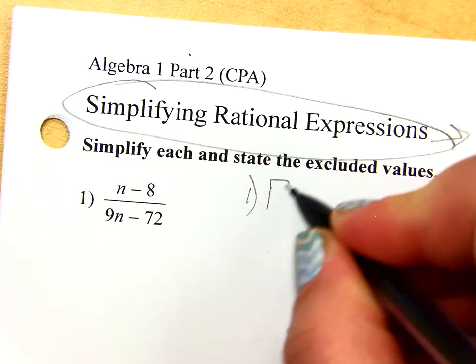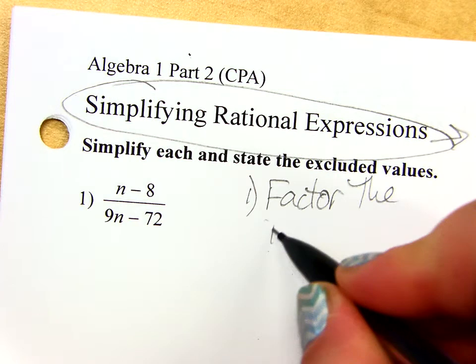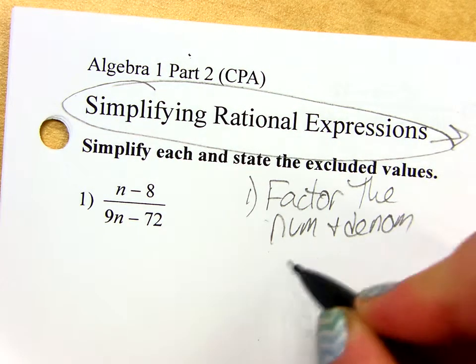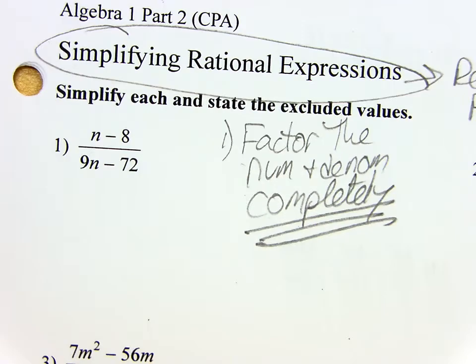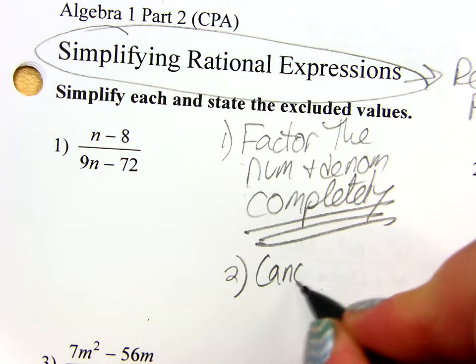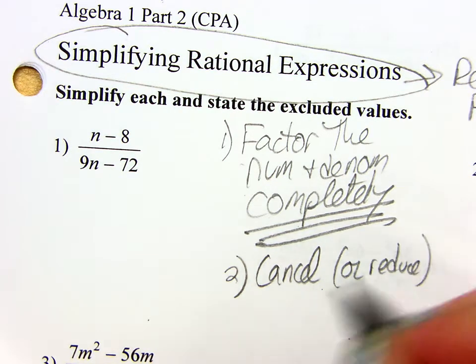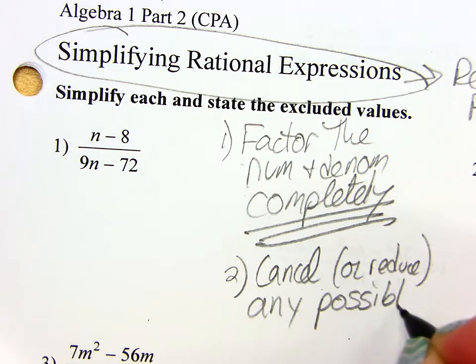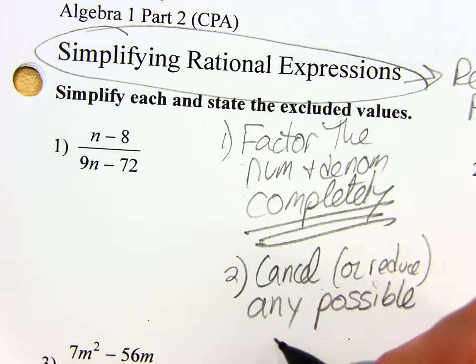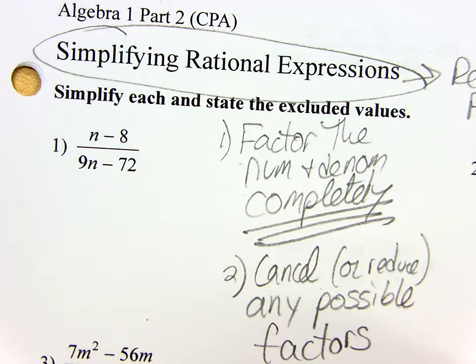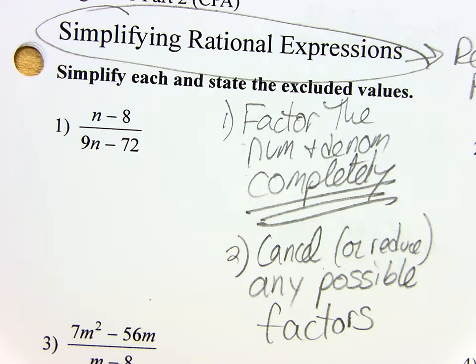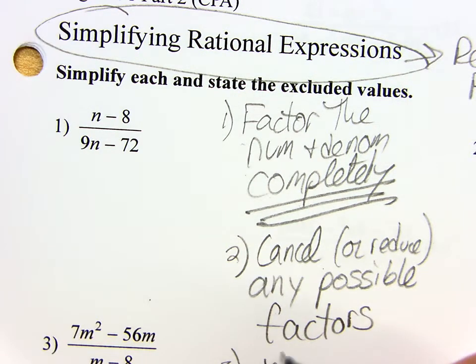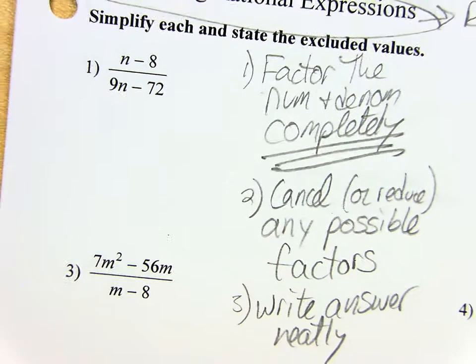Ready? Step 1. You are going to factor the numerator and denominator completely. And then step 2, you are going to cancel or reduce any possible factors. I'll stress to you what are possible factors and what aren't. Okay, that's really it. And then I guess you just write your answer, write what's left over neatly. So it's not a lot to remember. There's really only 2 steps. You just have to make sure that you do them in the right order.